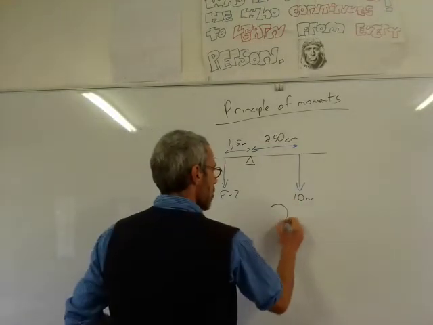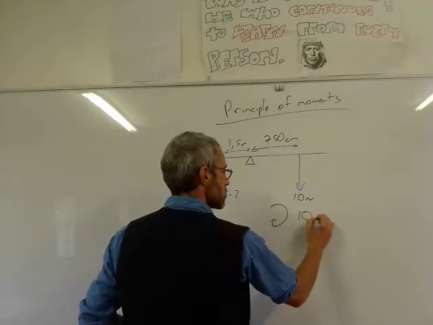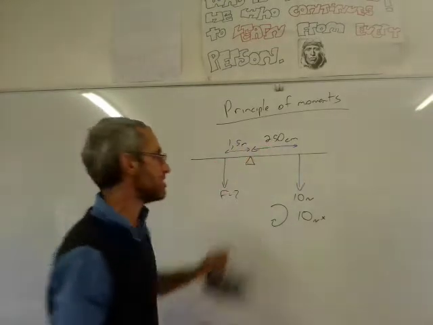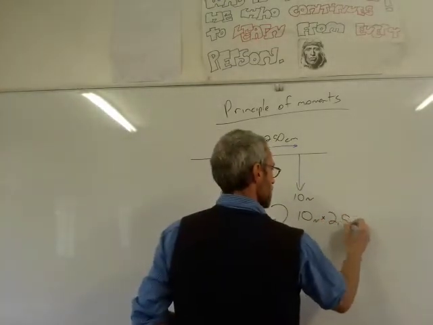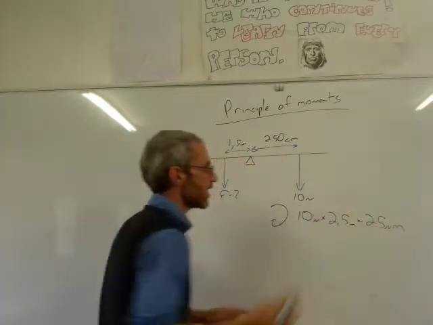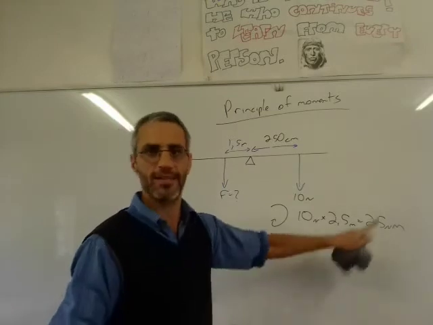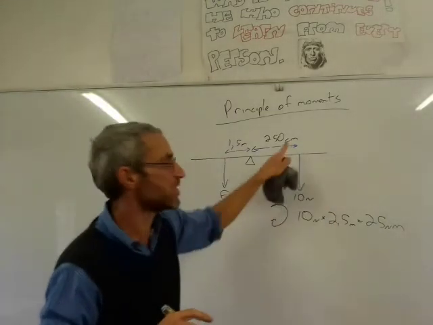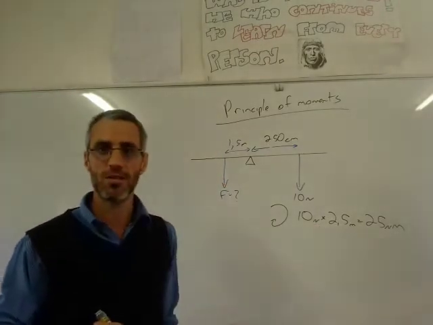Okay? So the clockwise moments is going to be 10 Newton times. Because this is in meters, I might as well convert that to meters as well. So times 2.5 meters, and that's 25 Newton meters. You can use a calculator, but honestly, times by 10, just move the decimal place. Right, okay? We have to work with the same unit, so I have to convert that to meters.